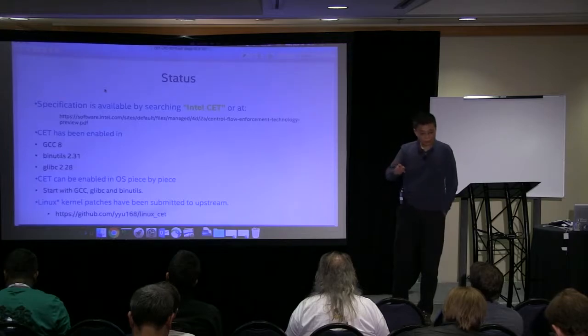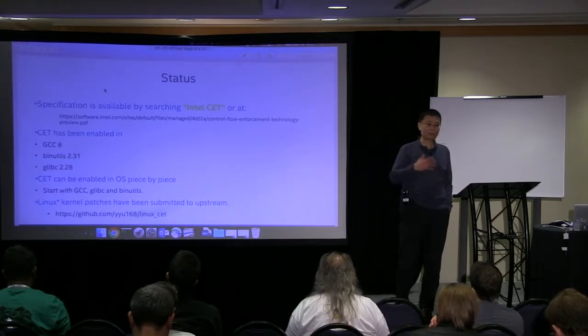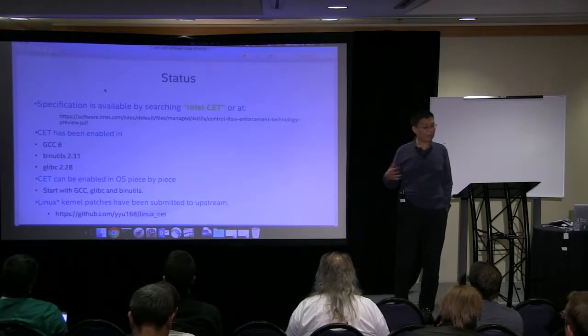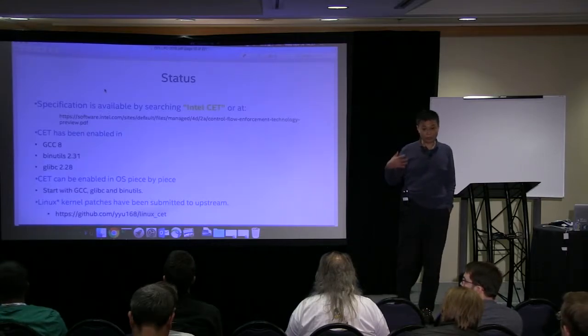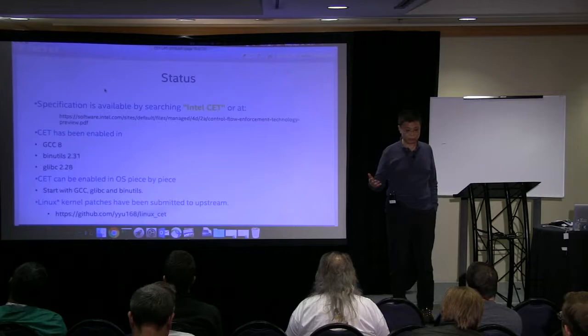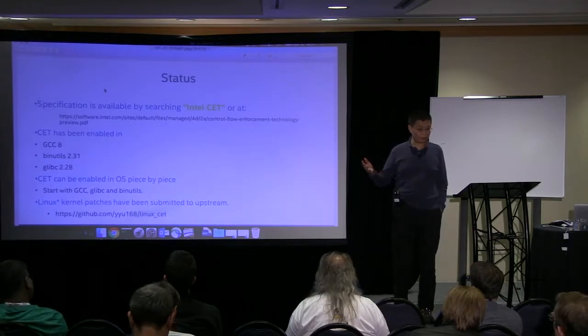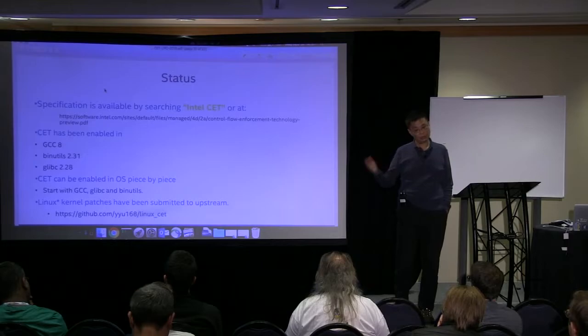The one thing about CET is that because it is backward compatible and forward compatible, you can enable CET in your OS piece by piece. You don't have to enable CET in one shot. Of course, you have to start with GCC and glibc, and then you can go from there. And once you compile everything with -fcf-protection, your whole OS will be CET enabled.